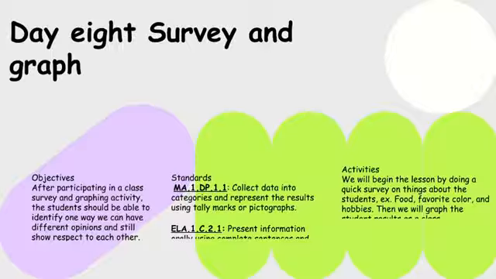Activities include doing a quick survey of favorite likes of food, color, or hobbies, graphing the class results, having a discussion about our differences, and creating a reflection drawing about something they like. Students will be assessed by checking the graph we create together and by looking at the reflection drawing.